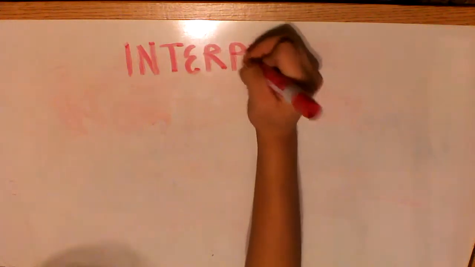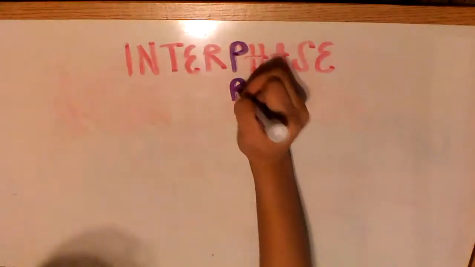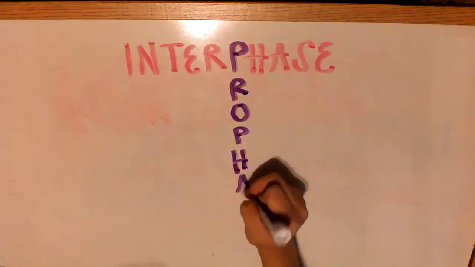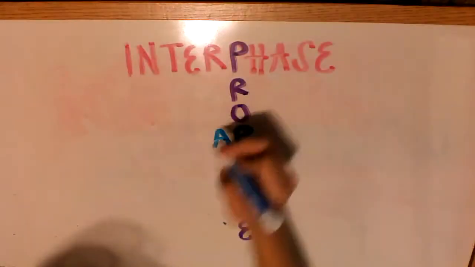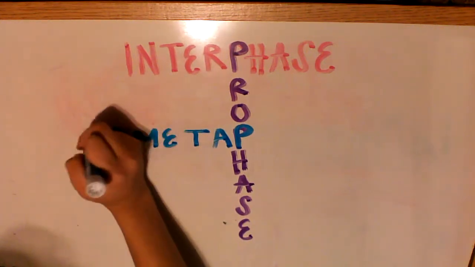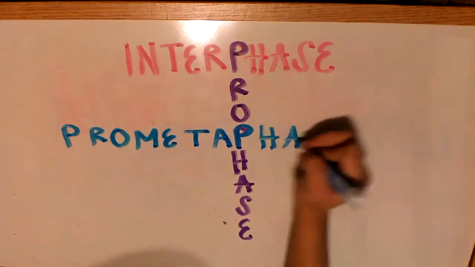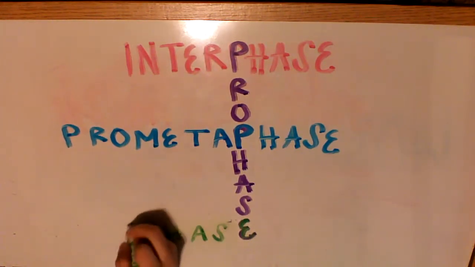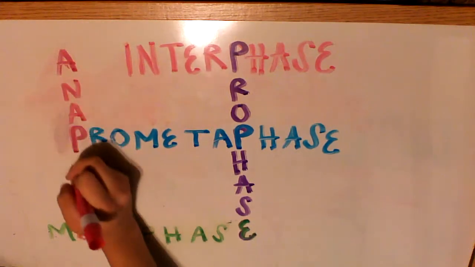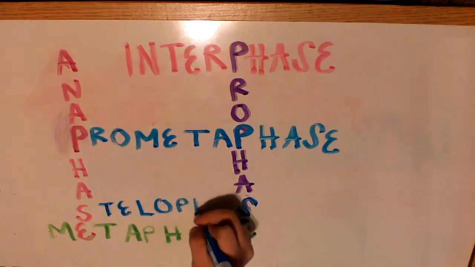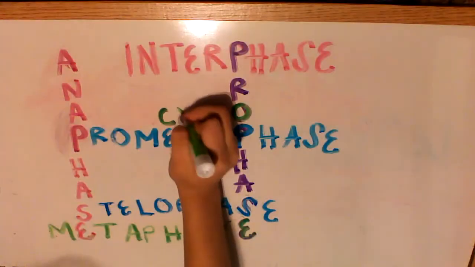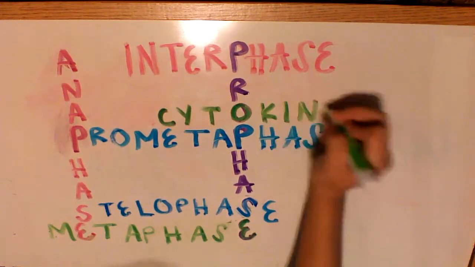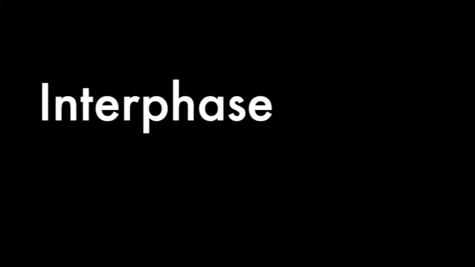The first is interphase, then prophase, then prometaphase, then metaphase, then anaphase, then telophase, and last is cytokinesis.